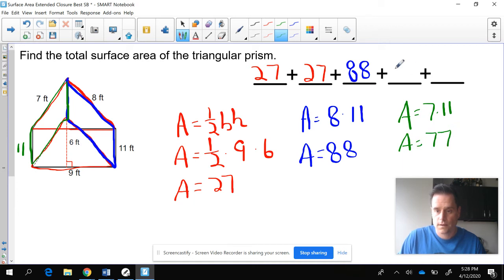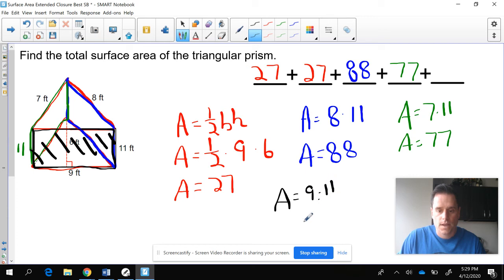Clean up. And we know there's one more, right? So we have one empty space. I always like to leave the very front, the last one, because it's easiest to see at the very end. That 9 by 11, which is going to be 99.